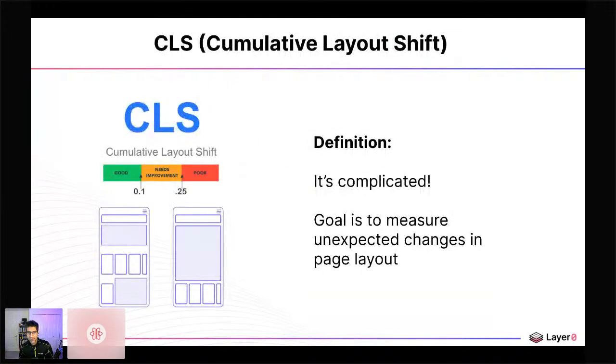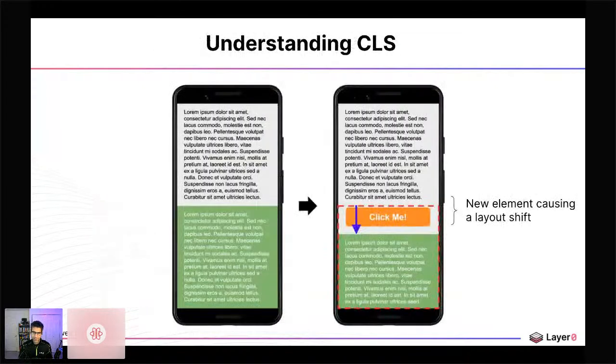Okay, let's talk last about cumulative layout shift. The definition of cumulative layout shift is really kind of complicated. It's also unitless. You can kind of think of 0.1, which is the 75th percentile threshold, as 10% of the page shifting. But the goal here is to measure unexpected changes in page layout. So imagine you're browsing a page like this, and this ad just kind of pops up in the page, even though you haven't touched the page at all. And maybe this happened during loading. That's an element causing an unexpected shift you didn't ask for in the page.